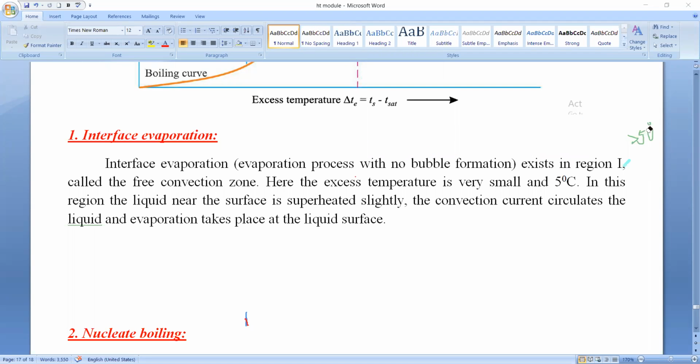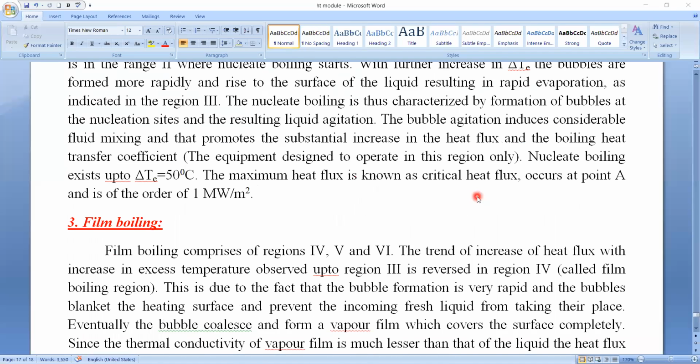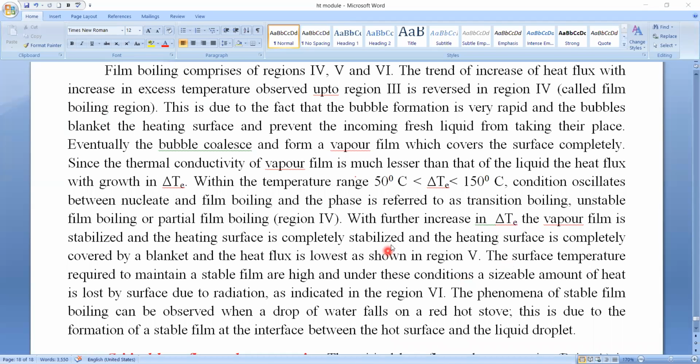What will happen upon further increase in the delta TE value? With further increase in delta TE, the vapor film is stabilized and the heating surface is completely covered by a blanket, and the heat flux is lowest as shown in region 5. The surface temperature required to maintain a stable film is high.